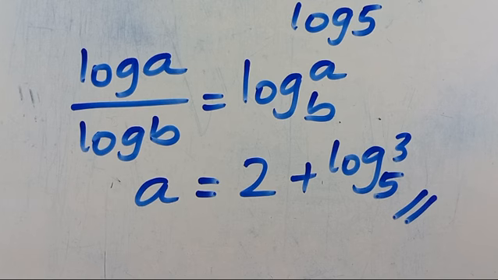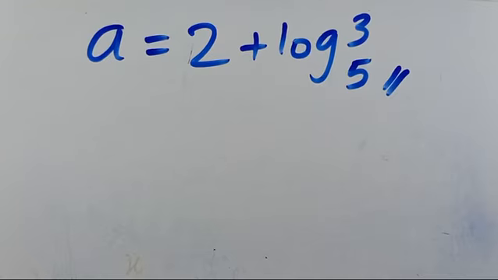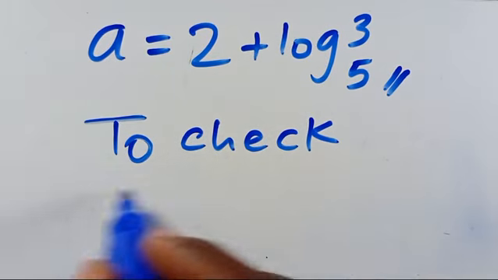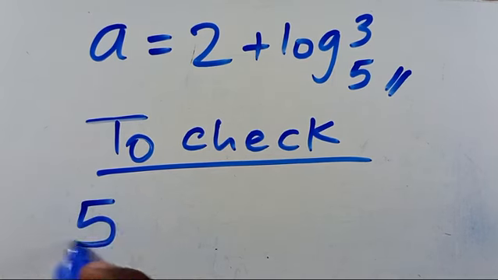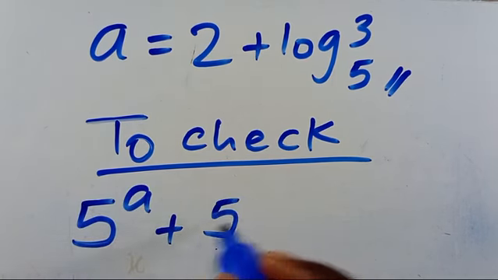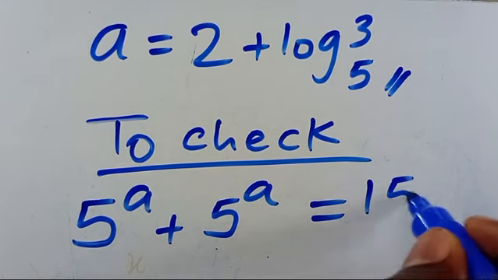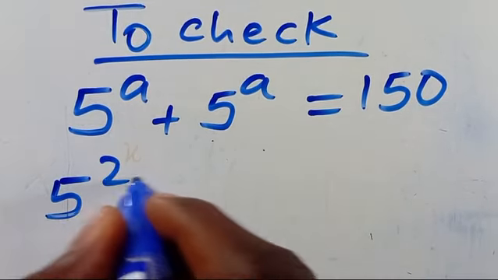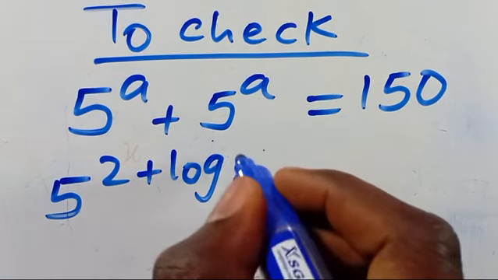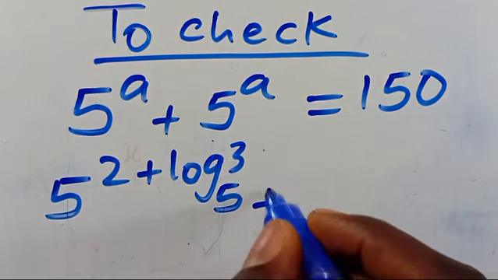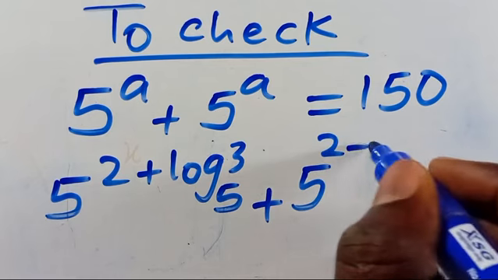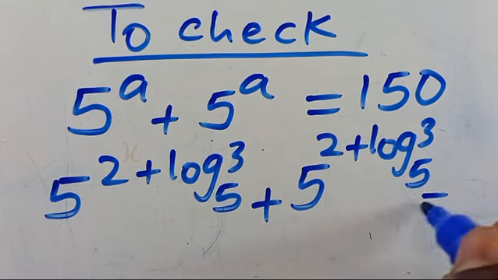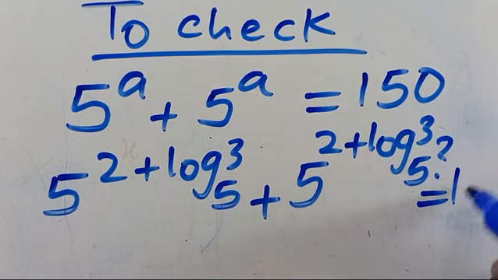Then let us verify. So now to check, recall that we have 5 to the power of a plus 5 to the power of a equals 150. Then a equals this. When we substitute it, we have 5 to the power of 2 plus log 3 in base 5, plus 5 to the power of 2 plus log 3 in base 5, and it's going to give us 150.